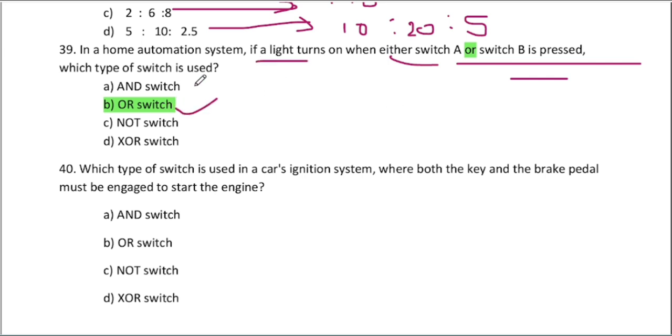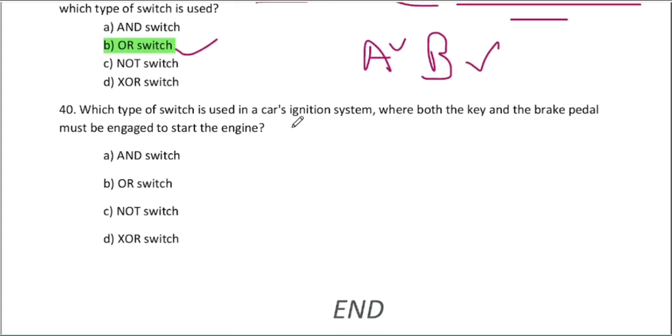This is the OR switch. What is the AND switch? AND switch means both A and B should be turned on. This should be turned on, this should be turned on, and the light will turn on. This is the AND switch, right? NOT switch, you don't have it, so we don't need to talk about this. NOT is the negative one, right? We have to learn it later, right?